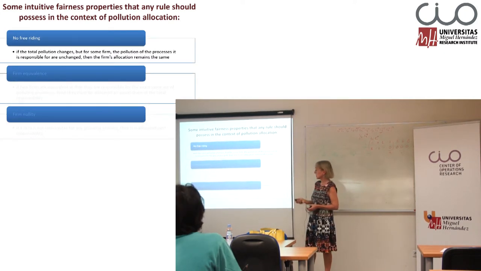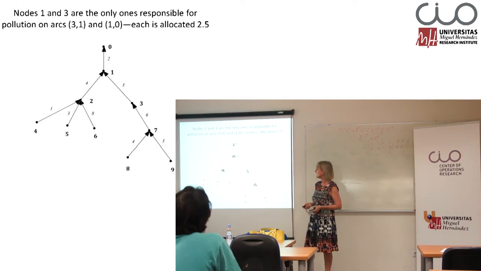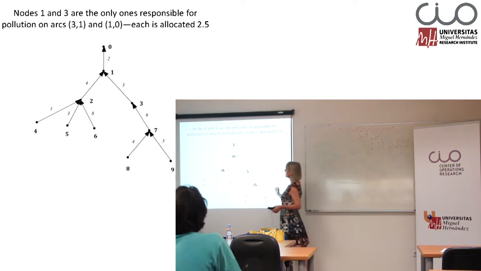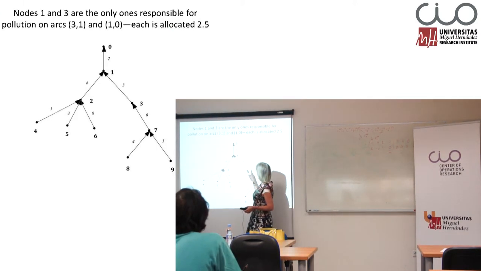It shouldn't be shared by others who did not participate in this. So for instance, if we go back to the original graph, and let's say nodes 1 and 3 are the only ones responsible for these emissions. So they are responsible directly and indirectly for these emissions.